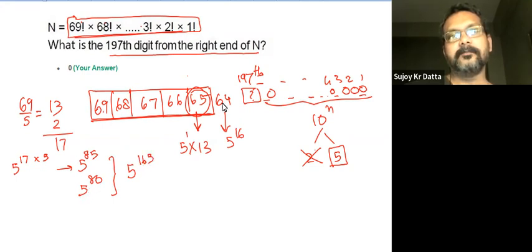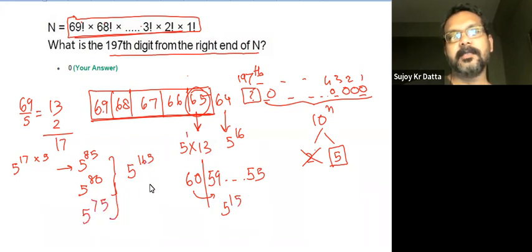Okay. Now this will continue till 60. 64 to 60 we have already reached. And now from 60 onwards, 59 till 55. Again, one less 5 now. So it will be 5 to the power 14 and 5 times, so 70.